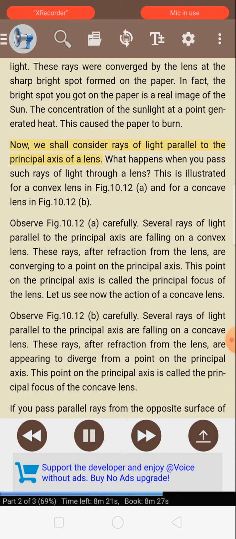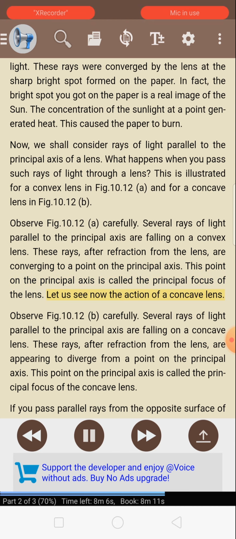Now, we shall consider rays of light parallel to the principal axis of a lens. What happens when you pass such rays of light through a lens? This is illustrated for a convex lens in Fig. 10.12a and for a concave lens in Fig. 10.12b. Observe Fig. 10.12a carefully. Several rays of light parallel to the principal axis are falling on a convex lens. These rays, after refraction from the lens, are converging to a point on the principal axis. This point on the principal axis is called the principal focus of the lens.